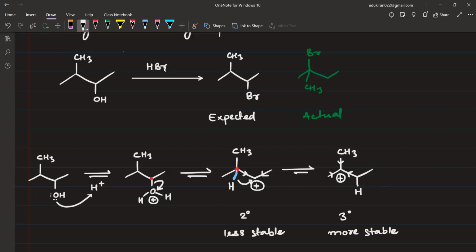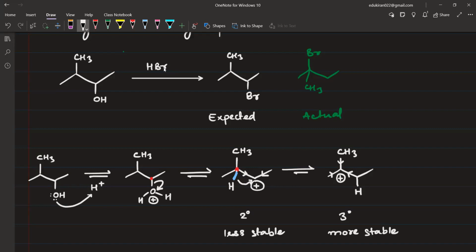Now, as we are in a more stable state, for one second, right? What happened? The hydrogen was shifting. But as soon as it got converted into 3 degree and it became more stable, will it go back to the previous unstable state? Yes or no? Tell me. Will it try to go to the 2 degree once again, or is it going to stay in the 3 degree, which is the more stable state?